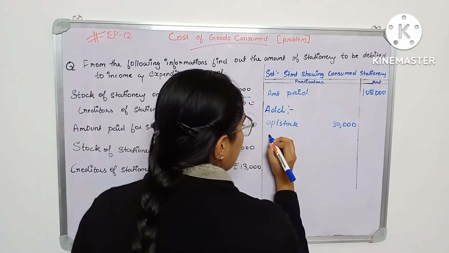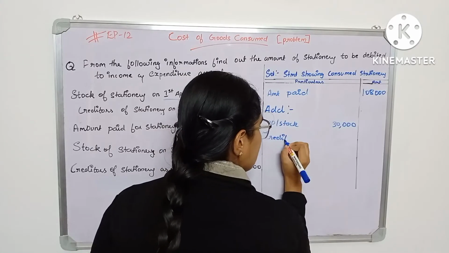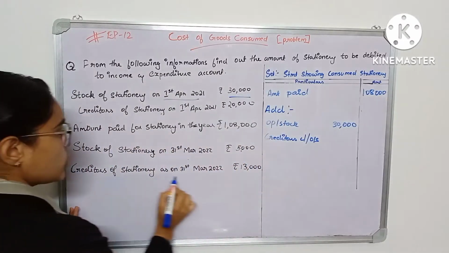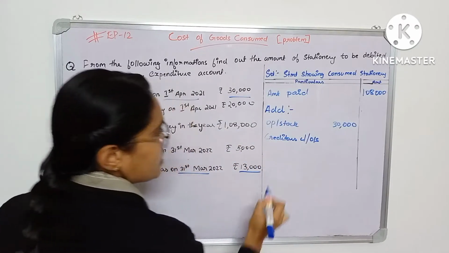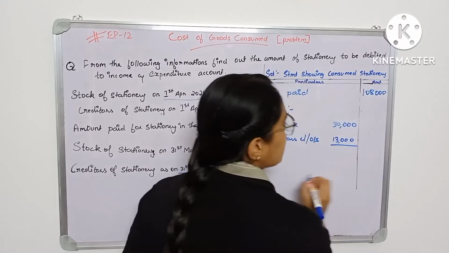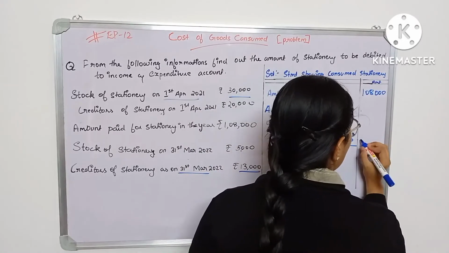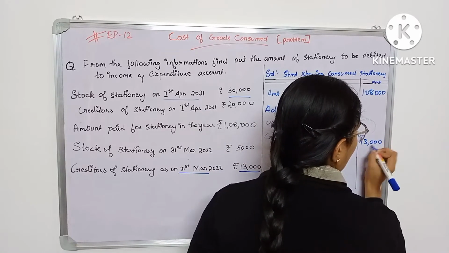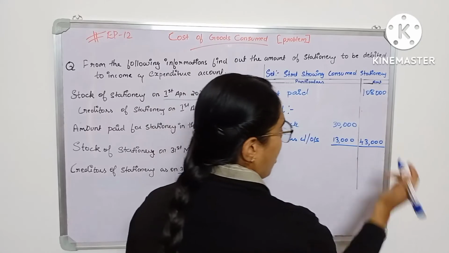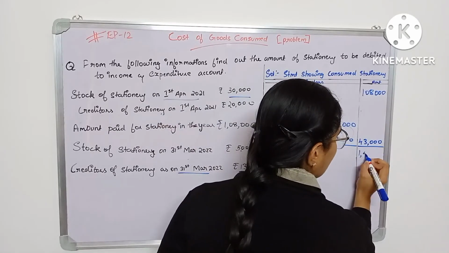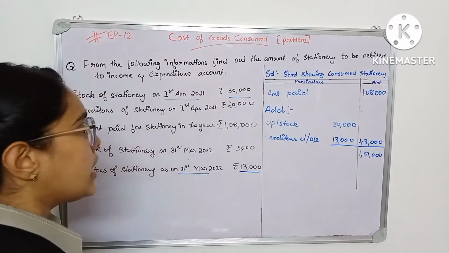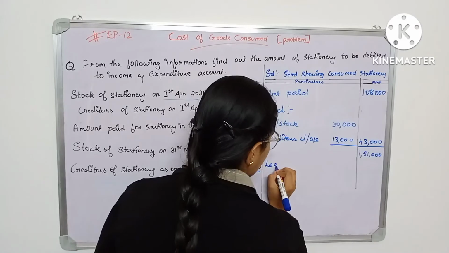So creditors closing outstanding. How much is the amount? Creditors as on closing date, it is 13,000. So you will add 13,000 along with 30,000. Alright. So you will get how much rupees? 43,000. You'll get a total of 43,000. Then you have to add 1,08,000 and 43,000. Then how much you will get? 1,51,000. Alright, 1,51,000.